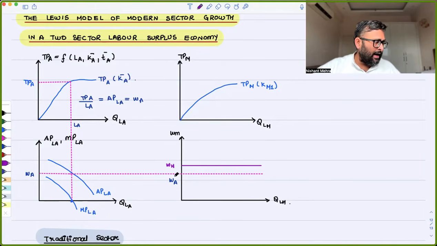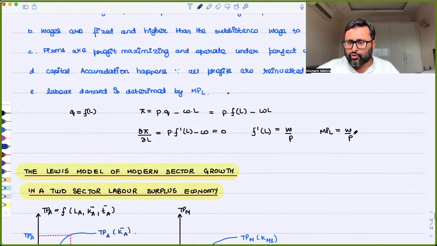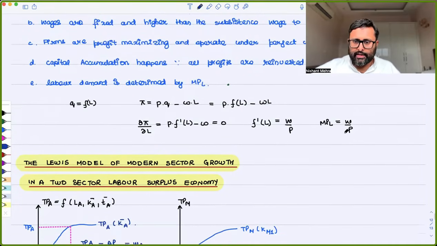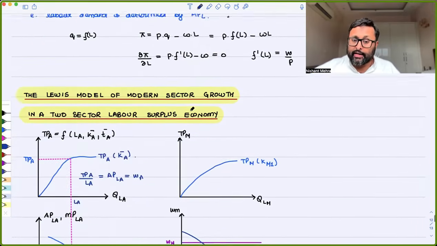right? And you can see the demand curve for labor is a downward sloping curve. This is what the demand curve for labor is, right? So it is D1, KM1, right? And that is equal to the marginal product of labor. So you know this, we did it last time as well, that MPL has to be equal to W by P, where labor demand is determined by the MPL, marginal product of labor, in the industrial sector.